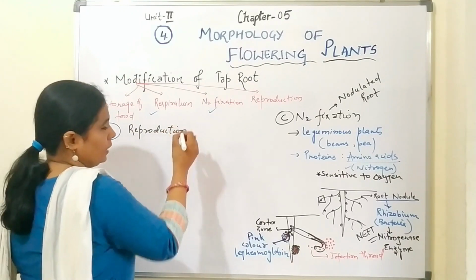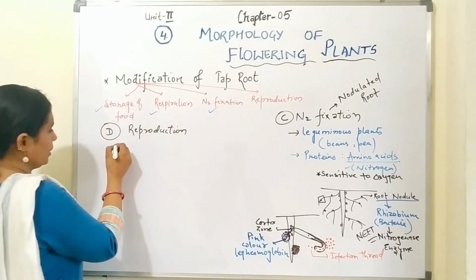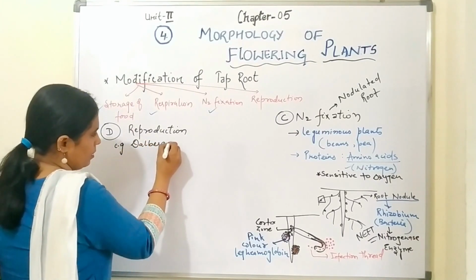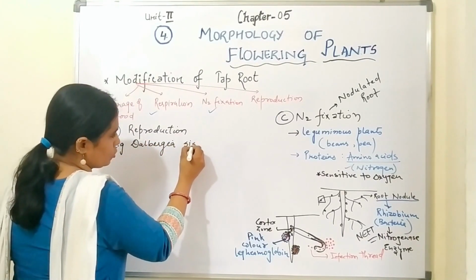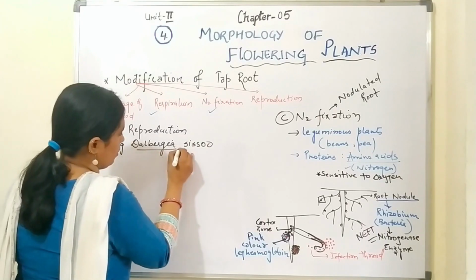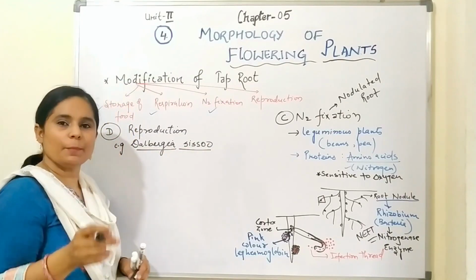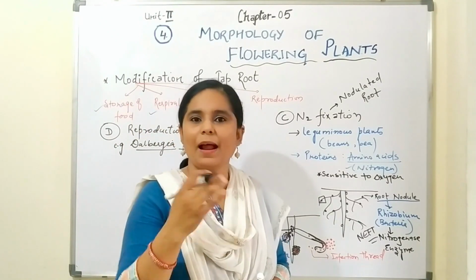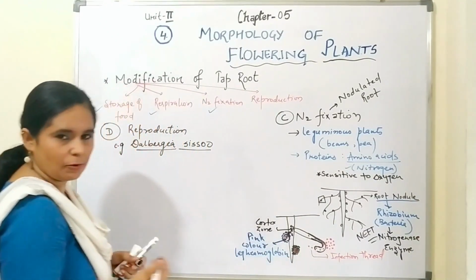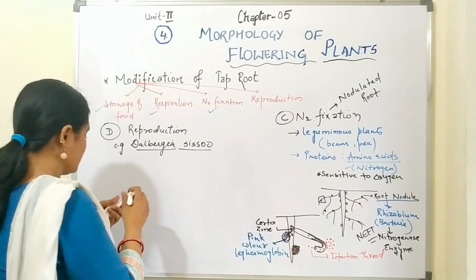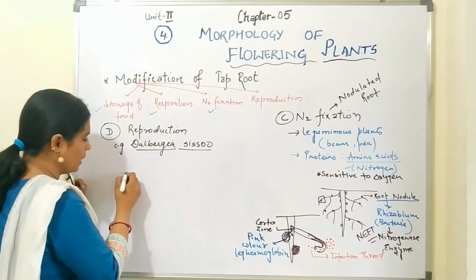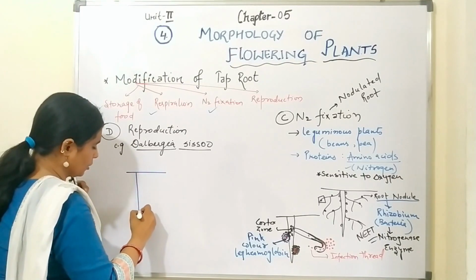So roots also helps in reproduction. The example is Dalbergia sissoo. It is a sesame plant. We use the wood of that plant for making furniture and household things. So in this plant, the root in this tree root helps in reproduction.